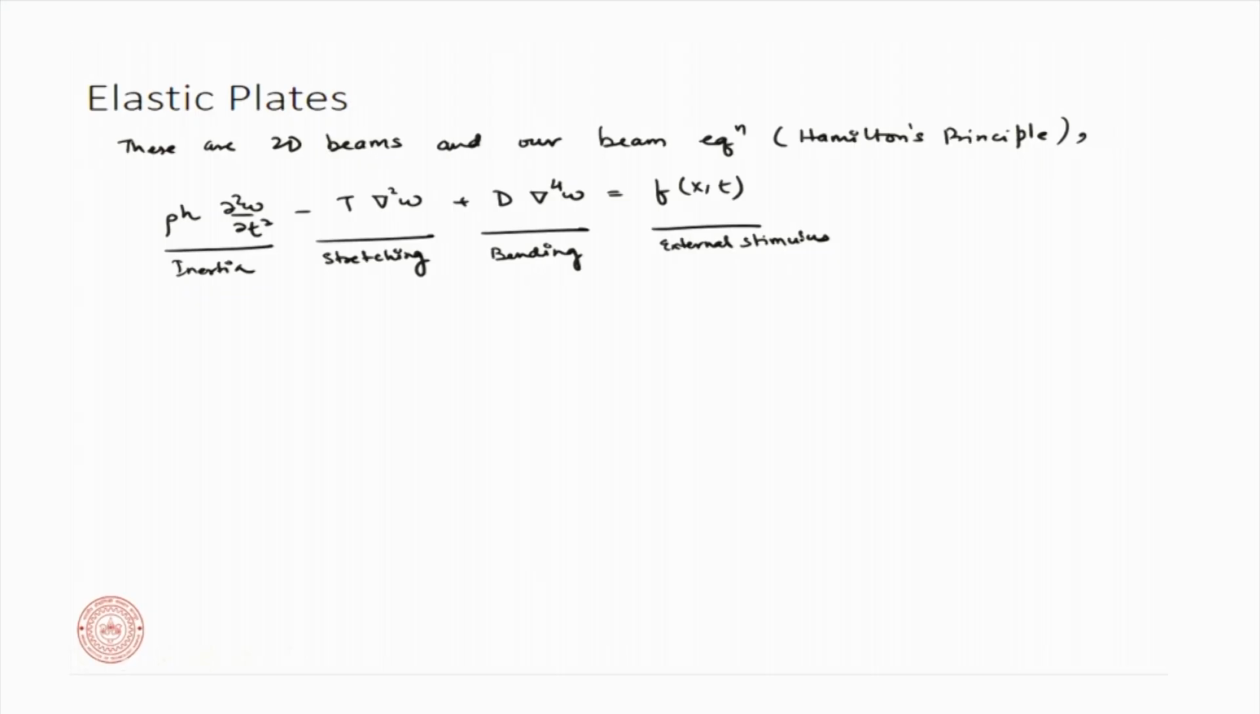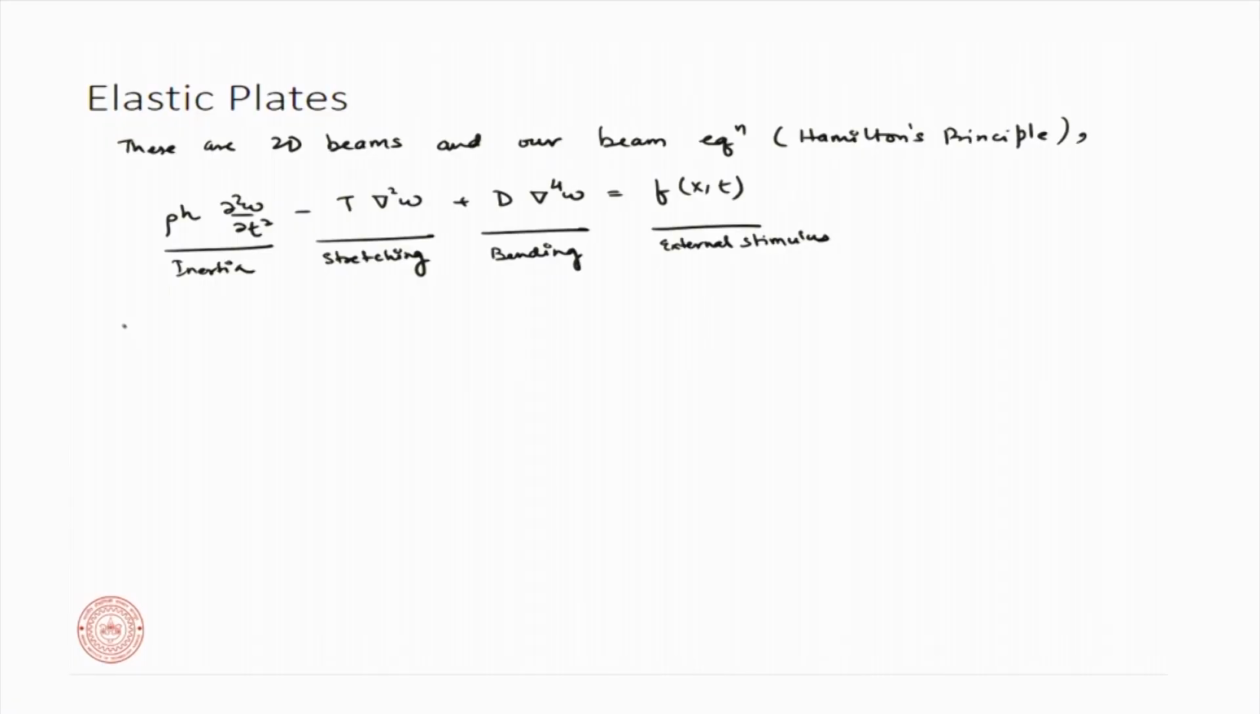So an external stimulus can be pressure, a load being applied on a plate causing it to bend, that could be your external stimulus. It can be uniform, it can be distributed, it can be concentrated. We will take some examples of uniform load and concentrated load. Okay. So we can normalize this equation.